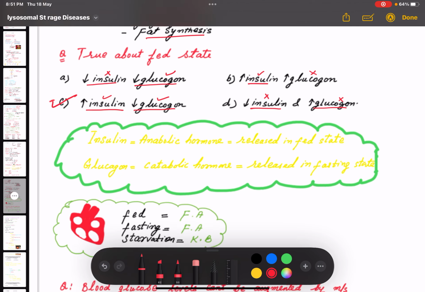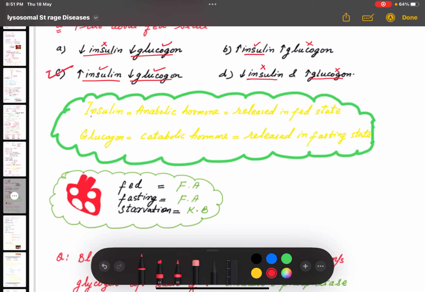I hope this is clear. Here I have written the point. Insulin is an anabolic hormone. It is released in the fed state. Glucagon is a catabolic hormone. It is released in the fasting state.